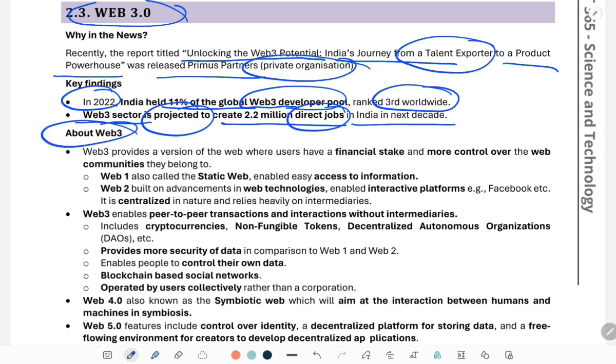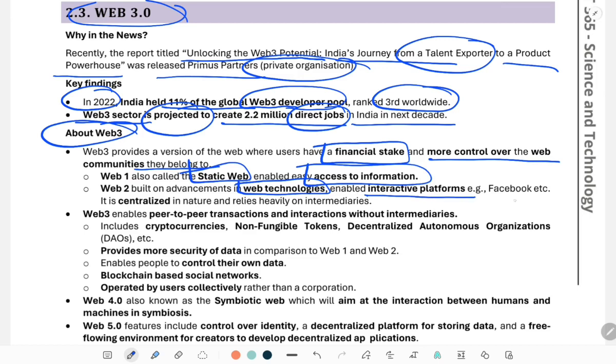We'll see about Web3. Web3 provides a version of the web where users have a financial stake and more control over the web communities, and they belong to it. Web1, also called the static web, enabled easy access to information. Web2 built on the advancement in web technologies, which enabled interactive platforms, for example Facebook, and it is centralized in nature and relied heavily on intermediaries.